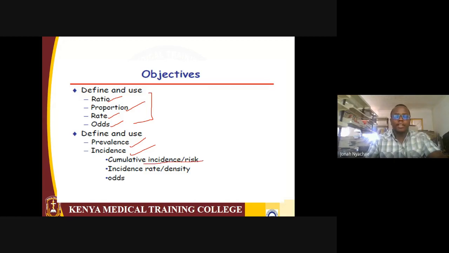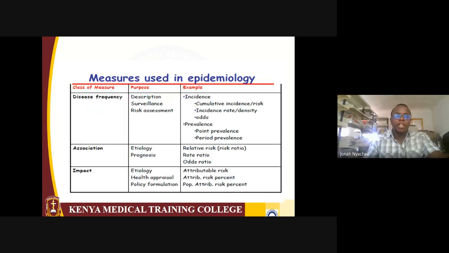Cumulative incidence and risk, incidence rate and density, and then the odds. So that is what we are going to discuss. So what are the measures used in epidemiology? We have several measures used in epidemiology.